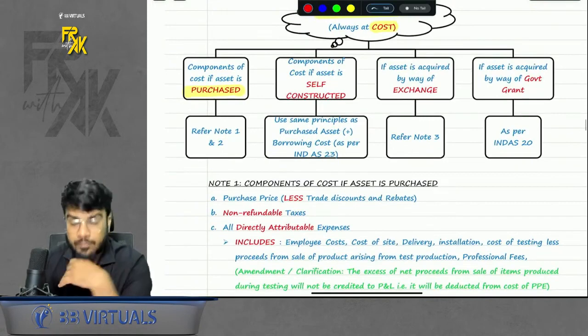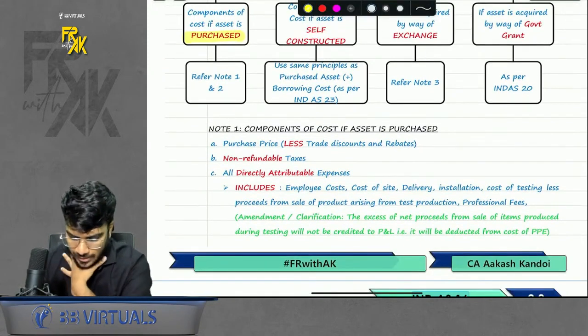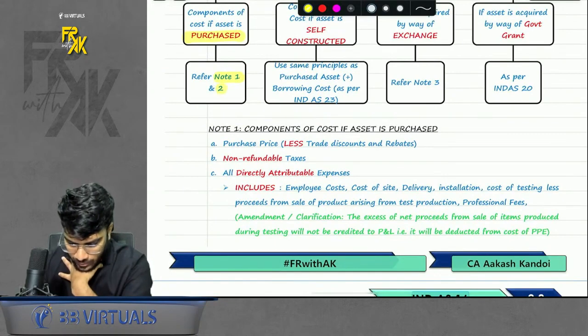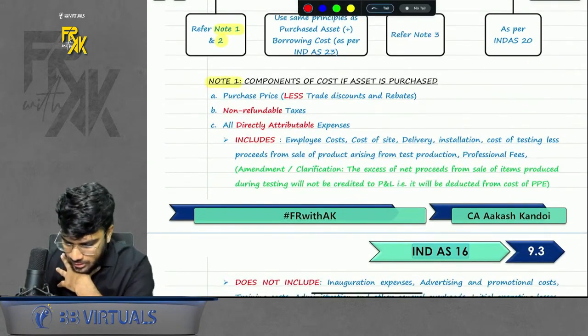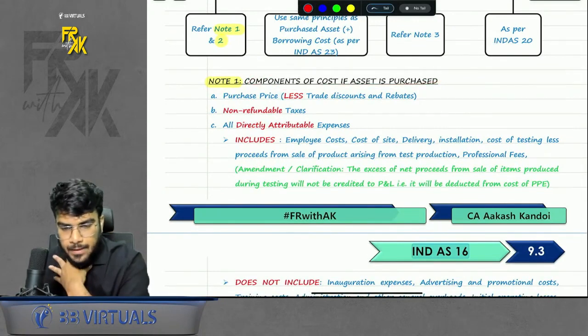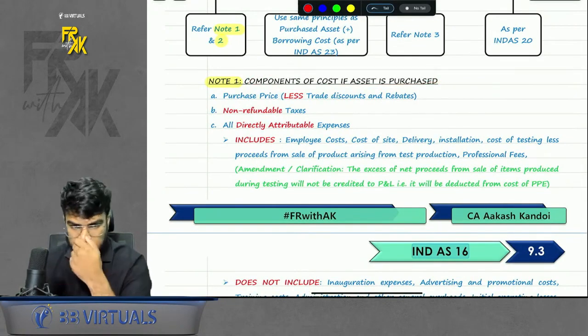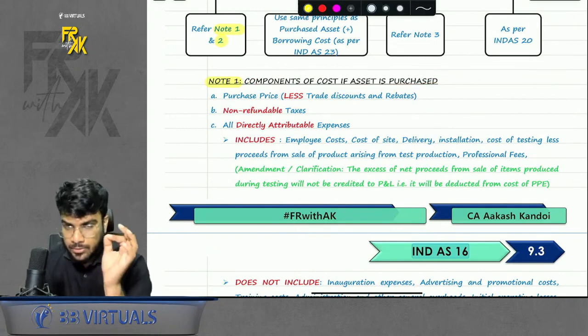So what does purchase mean? We bought it in a ready-made mode. Okay. So they are telling us to refer note number 1 and 2. See note number 1. Components of cost if the asset is purchased. What all is included in cost?